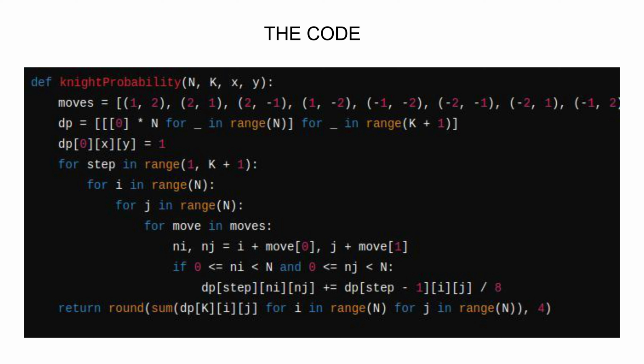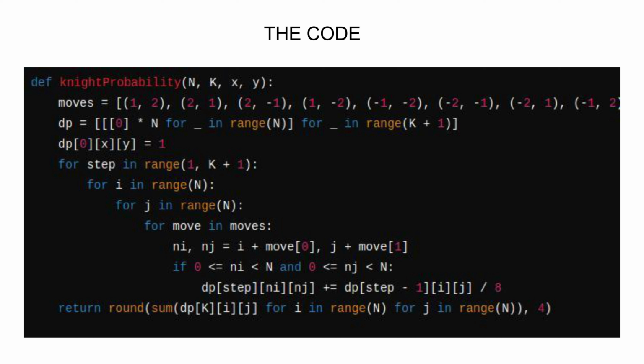We start by defining a list called moves that contains the 8 possible moves a knight can make on a chessboard. Each move is represented as a tuple with the change in row and column coordinates. The very next step is initializing the probability array. Here we create a 3D list called DP, which is used to store the probabilities of the knight being at each position on the board after each move.